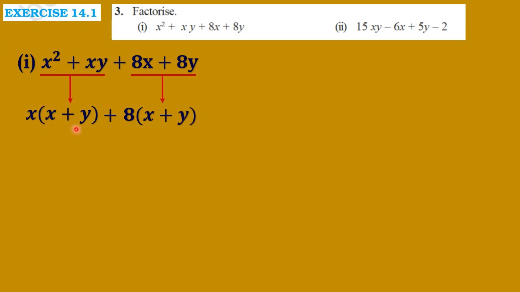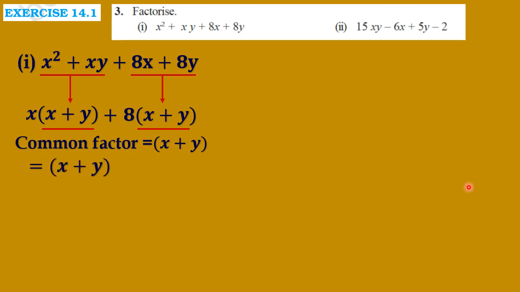Now it has become 2 terms. Initially there were 4 terms. We factorized it and now we have 2 terms. In these 2 terms, it is clear that x plus y is common in both. So let us take that out again. So x plus y is common. Common factor is x plus y. Let us take it out. So what will be left in the first term? x. Second term, 8. So from here x, then here it is plus, then 8. So x plus y into x plus 8.